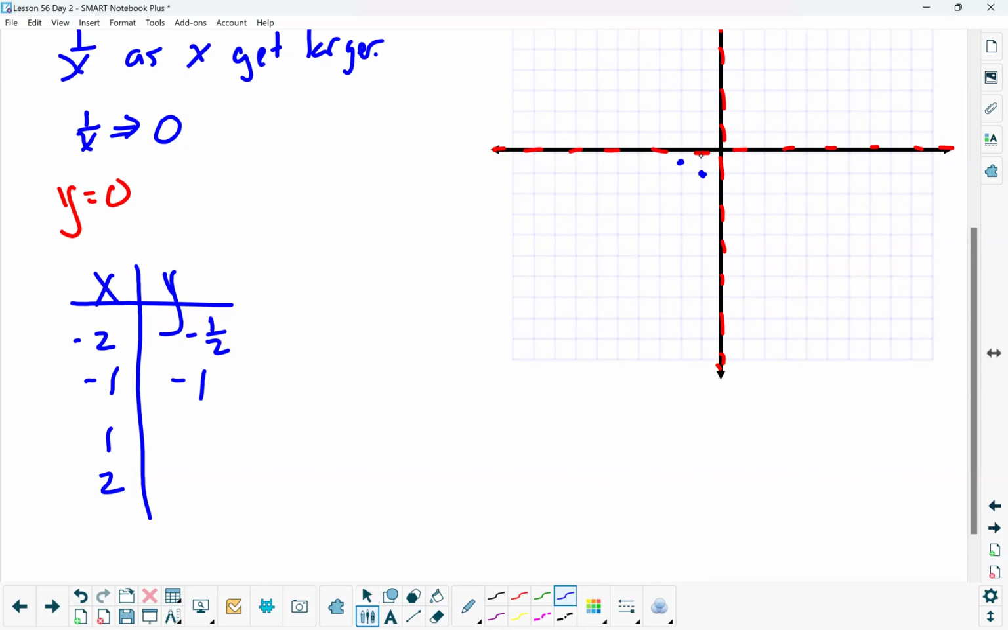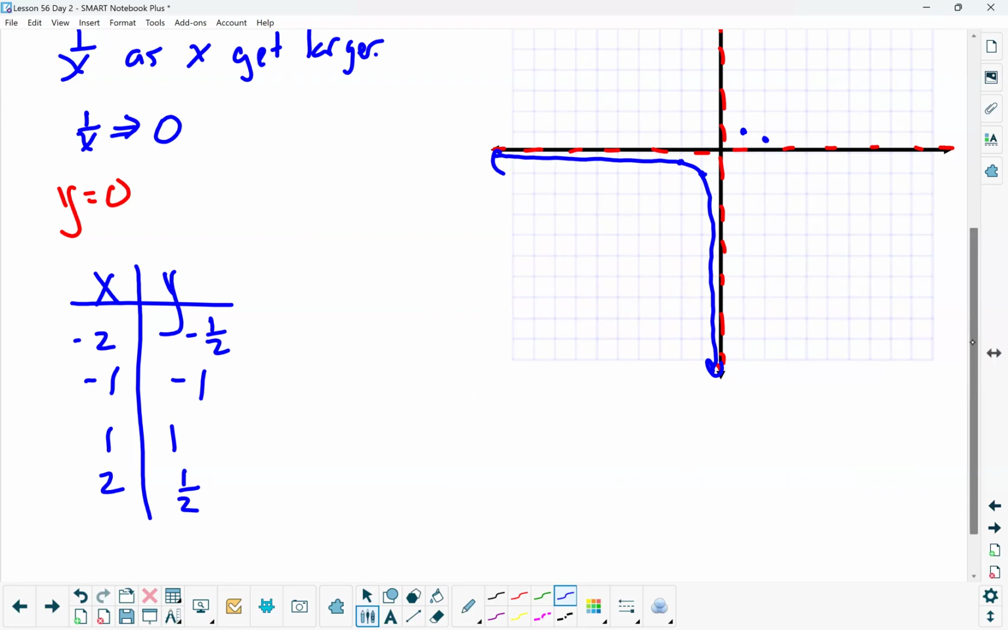And I know as I go further to the left, I'm going to get closer and closer to 0. And as I go further to the right, I'm going to get more and more negative. So this part of the graph is going to look like this. The other part of the graph, if I plug in positive numbers, 1/1 is 1, 1/2 is positive 1/2.